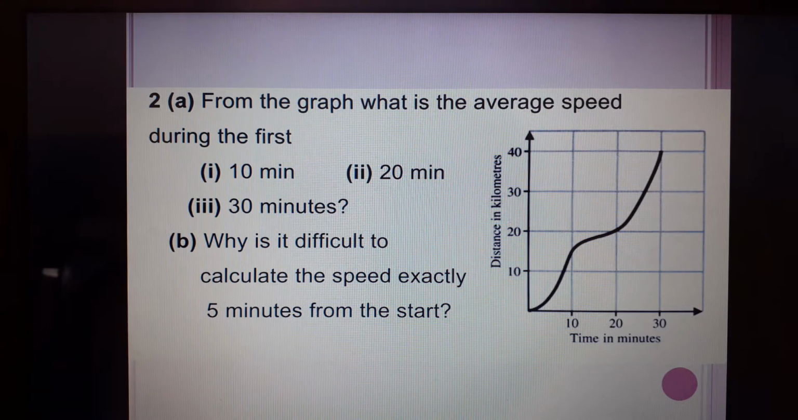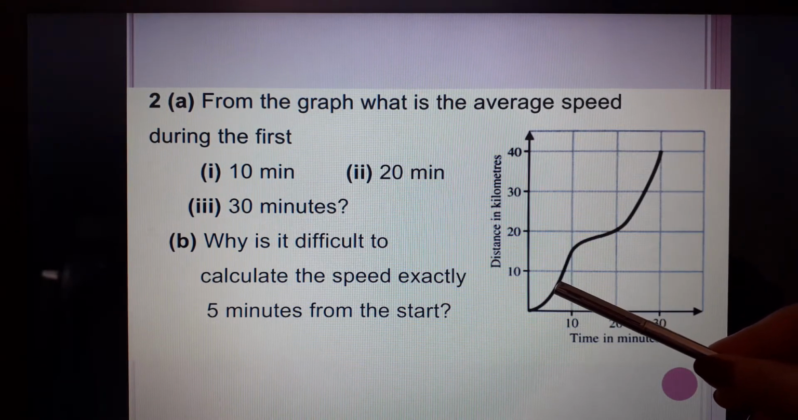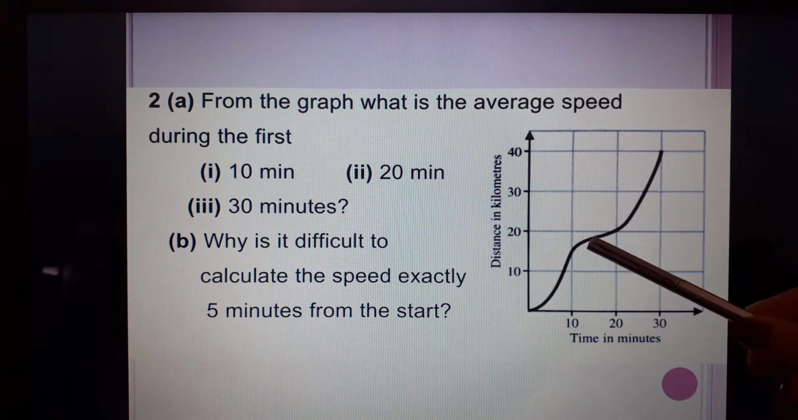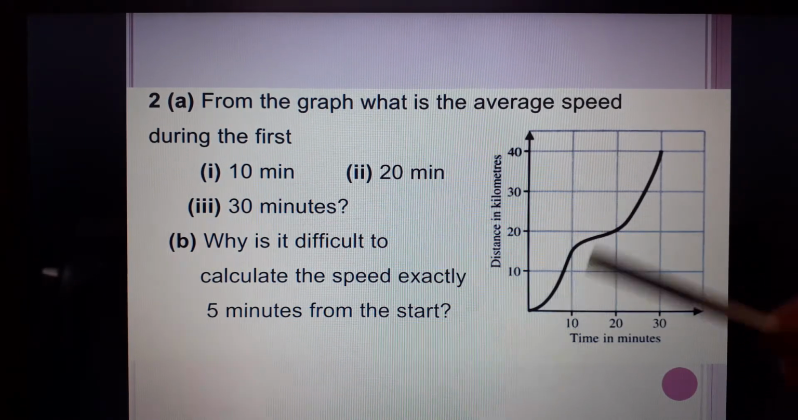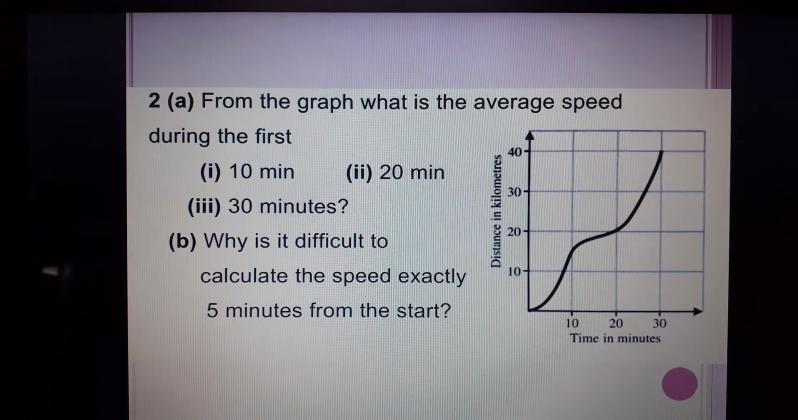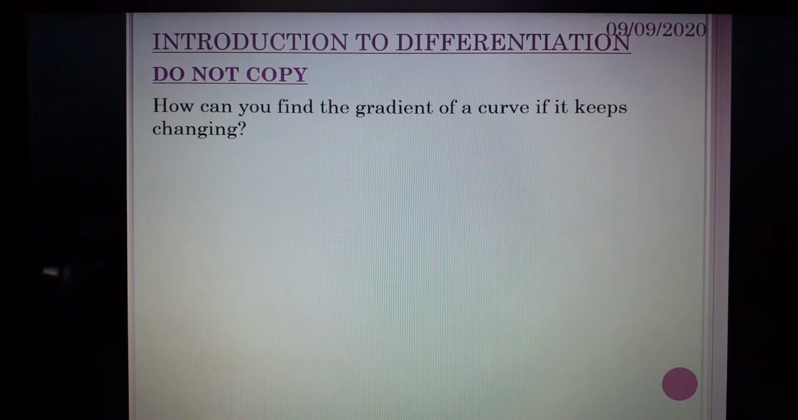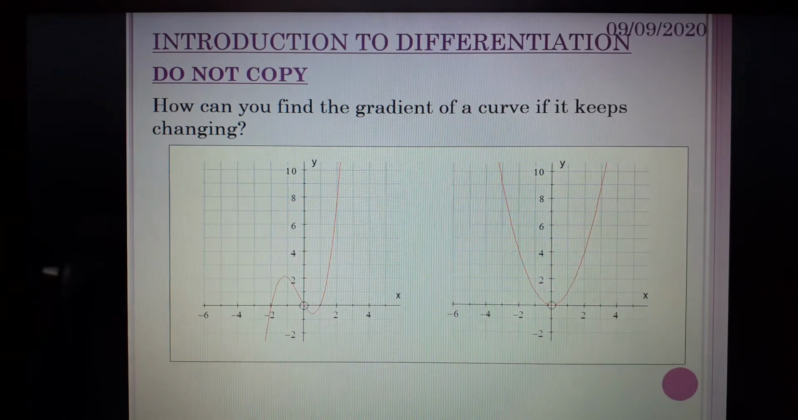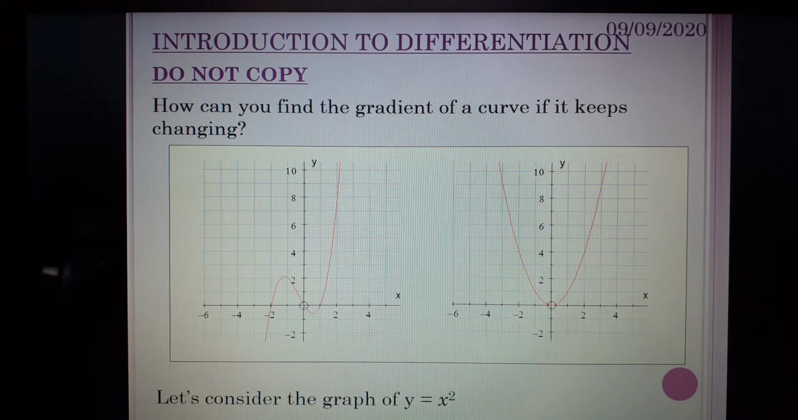Without using this process of differentiation, I'm going to show you. So the process of differentiation allows you to work out instantaneous speeds. So for example, I'll be able to tell you what the exact speed is at that point of the journey, and so on. And that's what we're going to be learning how to do. How can we find the gradient of a curve if it keeps changing? Okay, so we know that the speed in this context is the same as the gradient.